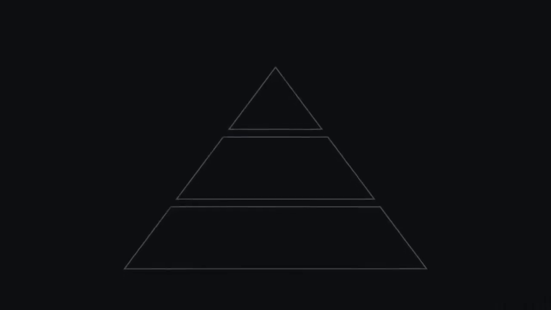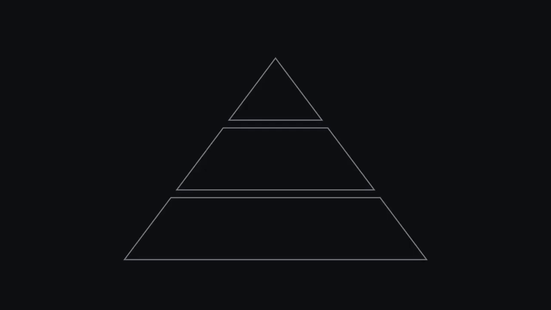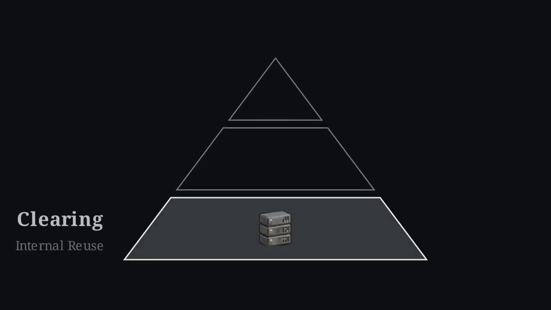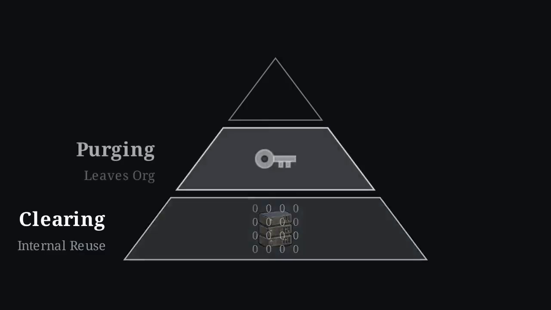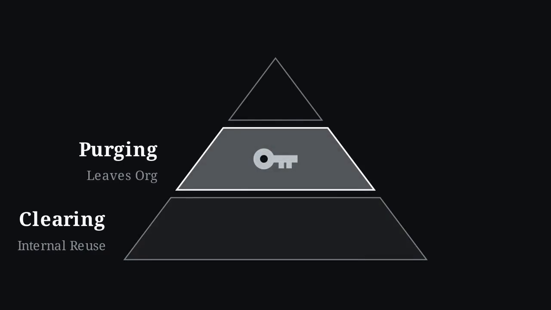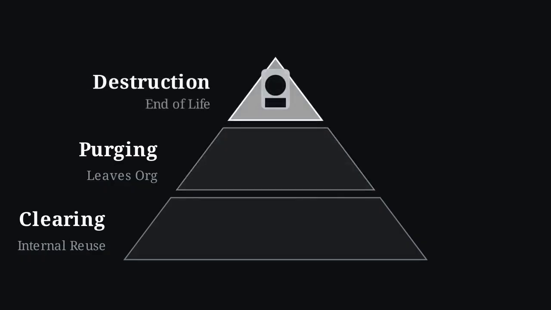To eliminate remnants, NIST outlines three sanitization tiers. First is clearing, overwriting media for internal reuse. Second is purging, using degaussing or crypto erase to shatter encryption keys, making it safe to leave the organization. The third tier is destruction, physically shredding the drive so it can never be used again.